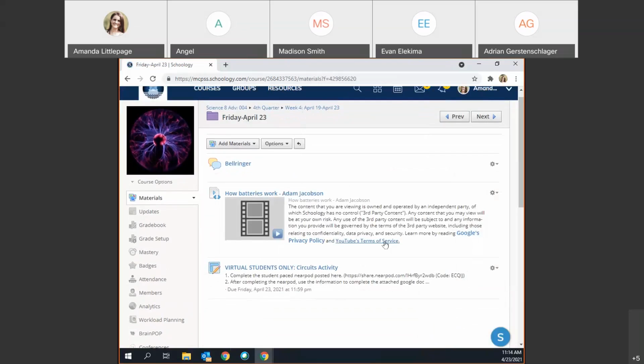And then where it says virtual students only, there is a short Nearpod. Now there's a student pace link, but I'm also going to do an in-class version for those of you that are present with me in the WebEx. And then we will break and you will do an independent activity introducing circuits.